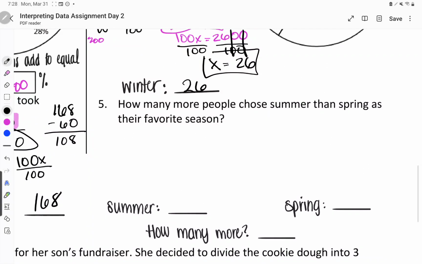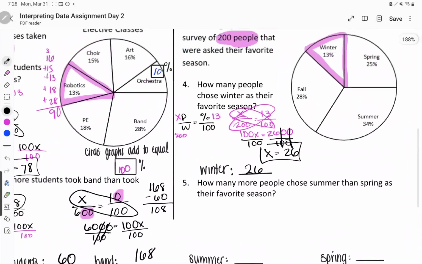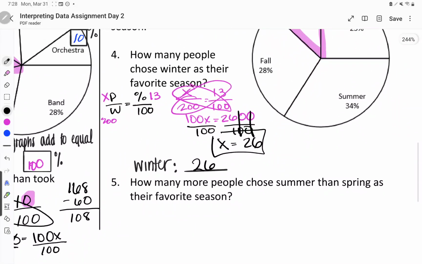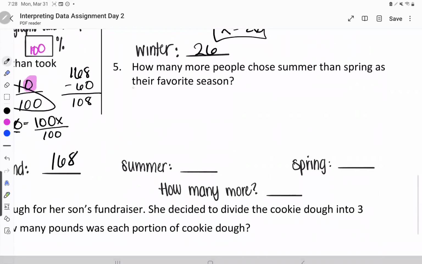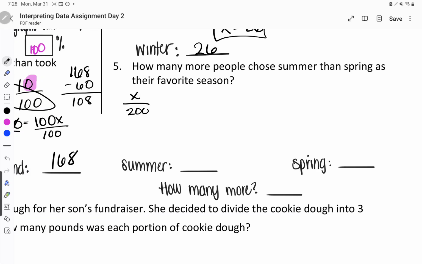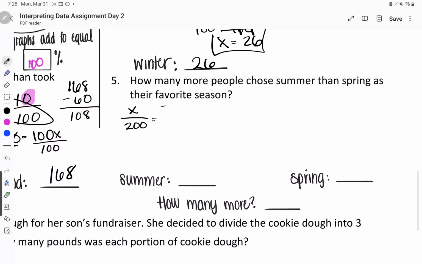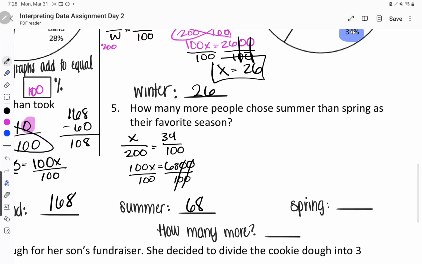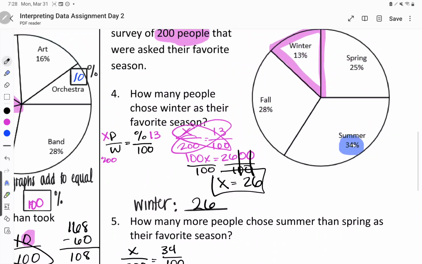This one says how many more people chose summer than chose spring. So I'm going to look at summer, and I see that summer is 34%. So I want you to set up a proportion where you use summer. So you should have gotten x over 200 equals 34 over 100. Cross multiply, x times 100 is 100x. 200 times 34. Well, 2 times 34 gives me 68, and then I tack on my 2 zeros. Divide both sides by 100, and we get 68.